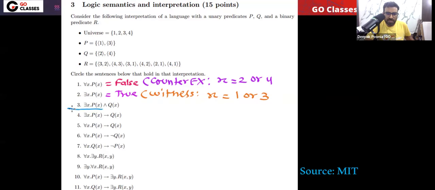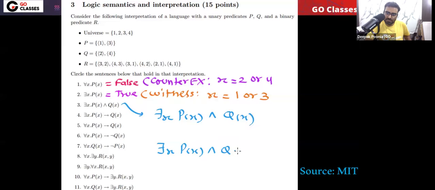There exists x, P(x) and Q(x). First of all, you tell me, what do you think here? Where is the parenthesis? There exists x. Should I interpret it like this, or should I interpret it like this? Tell me what is the correct interpretation here. Let me know. How should I interpret?